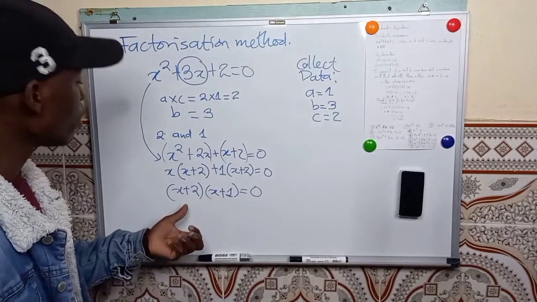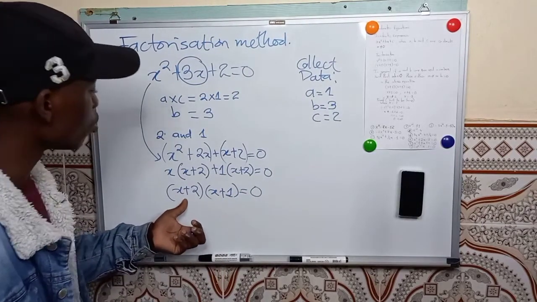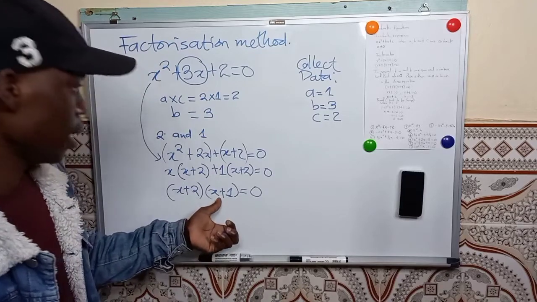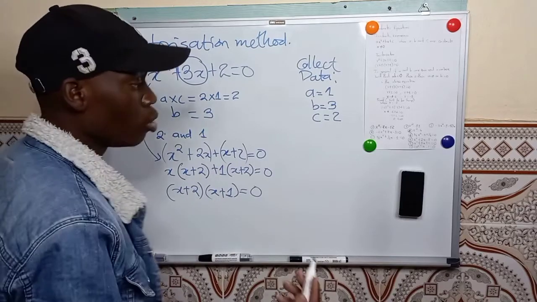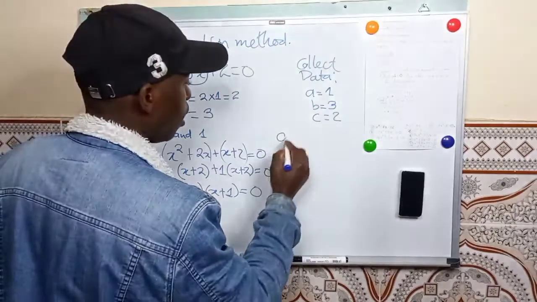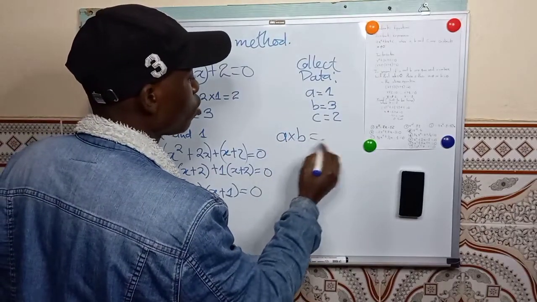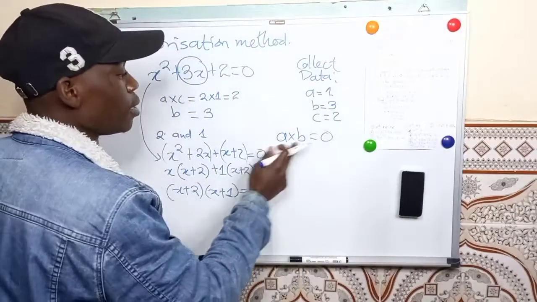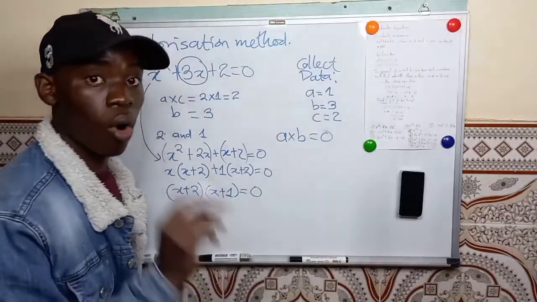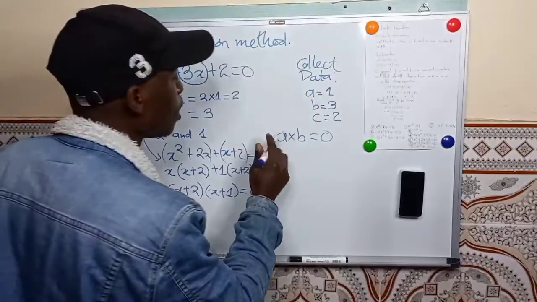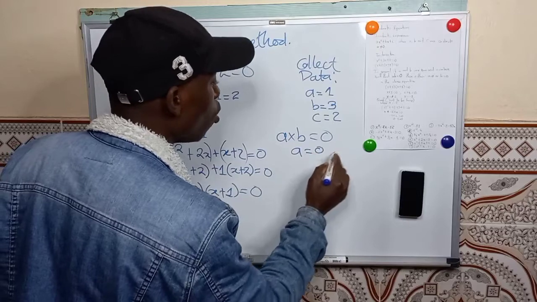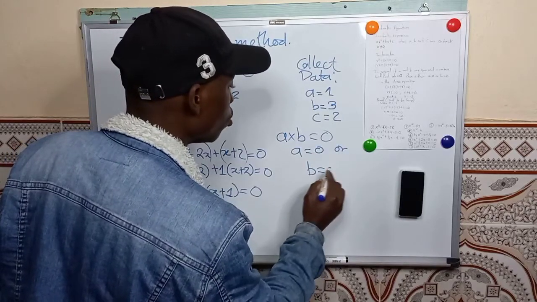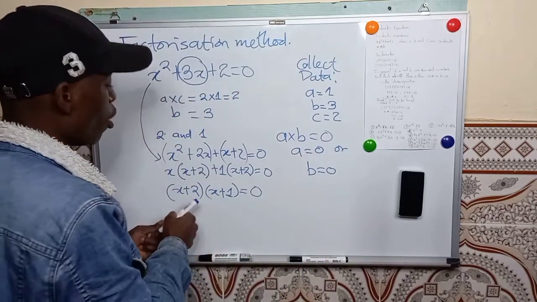So how do you then find the value of x here? When you have two real numbers, a times b, which is equal to 0, either a is equal to 0 or b is equal to 0. Hence, a is equal to 0 or b is equal to 0. So this is what we're going to do here.